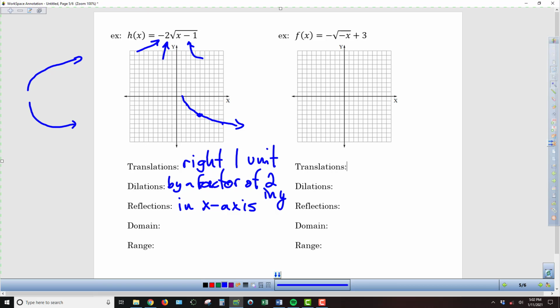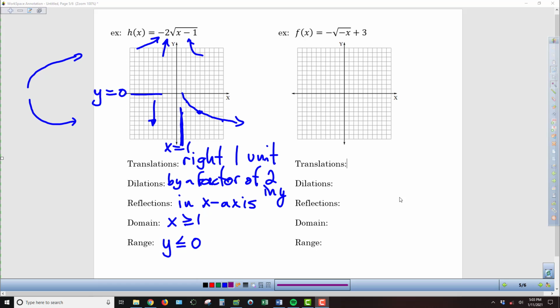For the domain, we can see that this graph starts here in the vertical direction at x equals 1. So therefore our domain is x is greater than or equal to 1. And then for the range, we're starting from the x-axis where y equals 0, and then we're just going down from there. So our range, the y values this graph includes, are going to be y is less than or equal to 0.